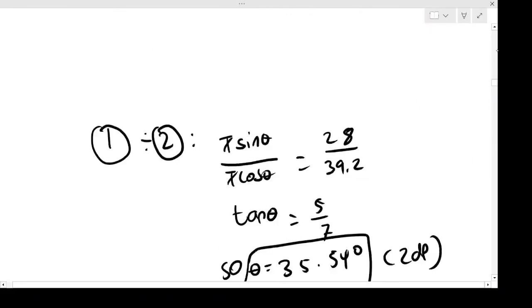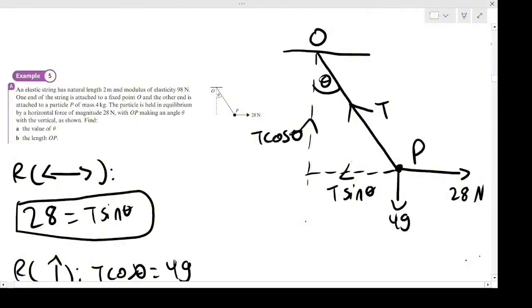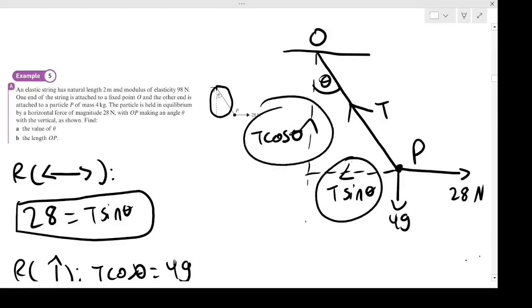Cool. So that's the main idea, right? When we've got a force at an angle, so if we've got a tension at an angle, we can split the tension up in this way, horizontally and vertically. Okay, so hopefully happy with that.